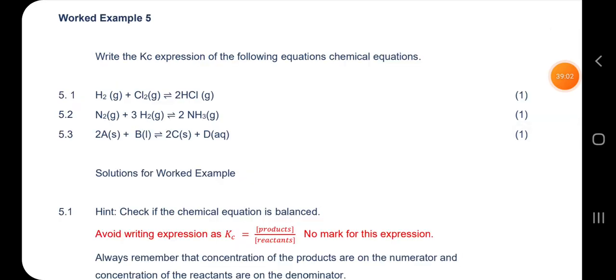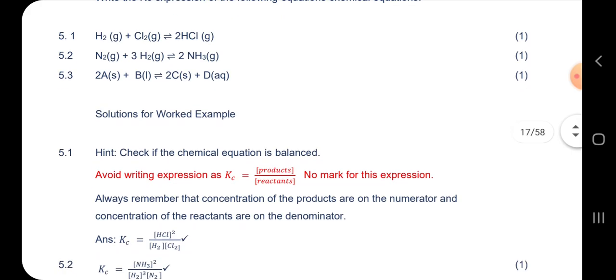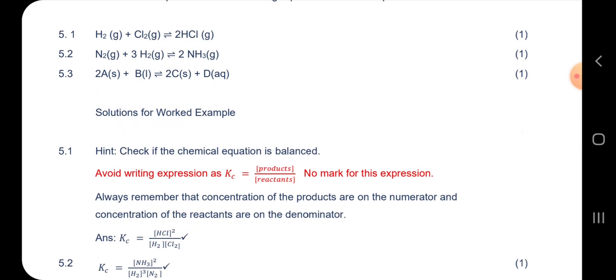Okay, so here you're asked to write down the Kc expression of the following chemical equations. So we have H2 and Cl2 gases. The Kc expression is product over reactant. But how you write it, you don't say product over reactant. You write the product in square brackets. You write HCl. It's 2 HCl, so you write squared at the top. And then for the reactants, you will write them separately.